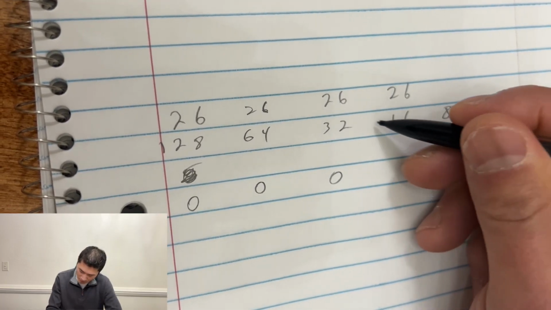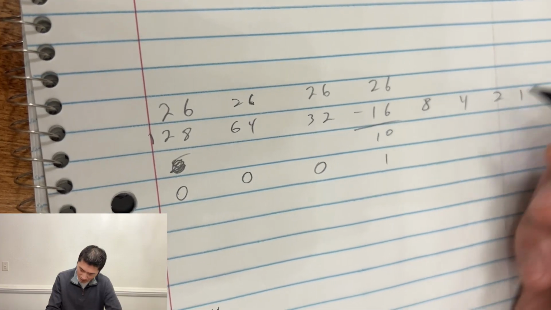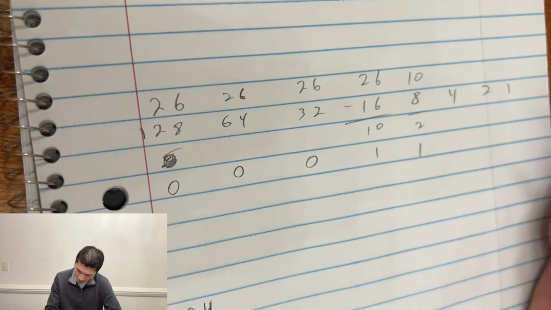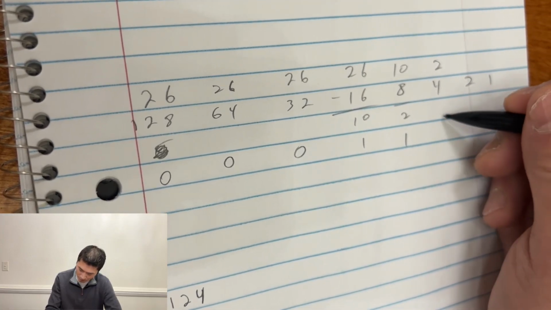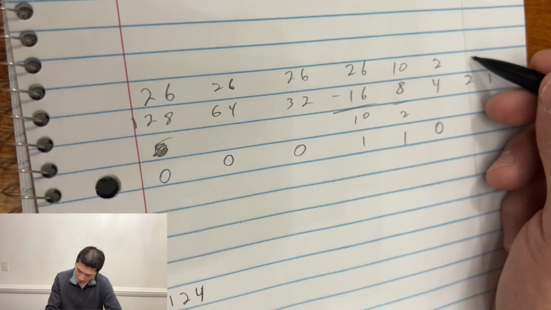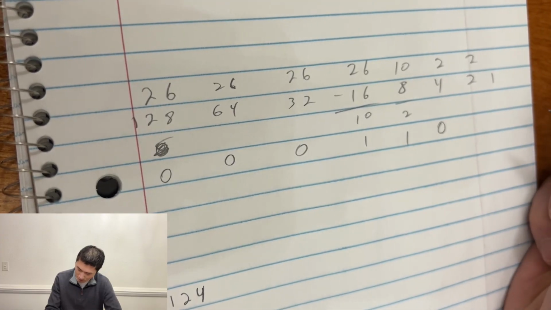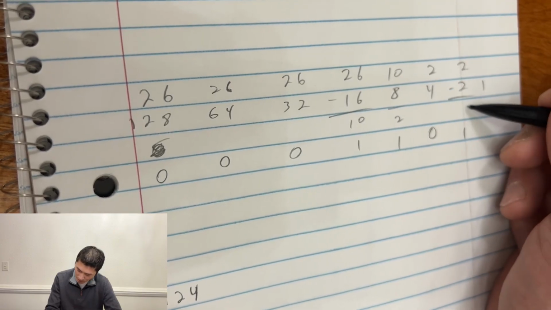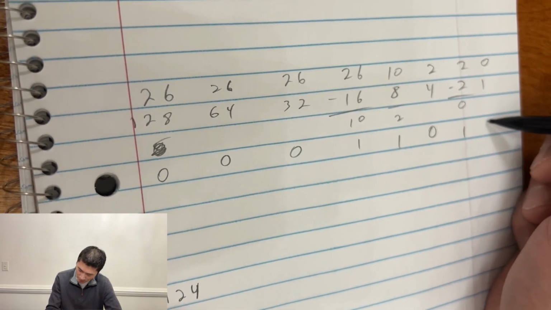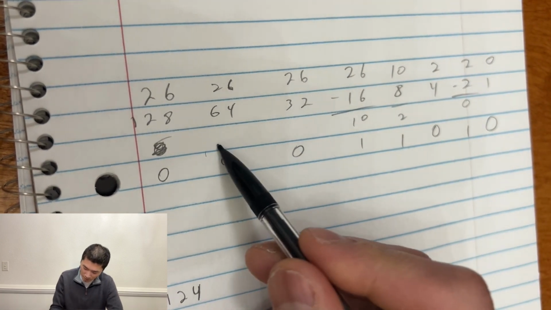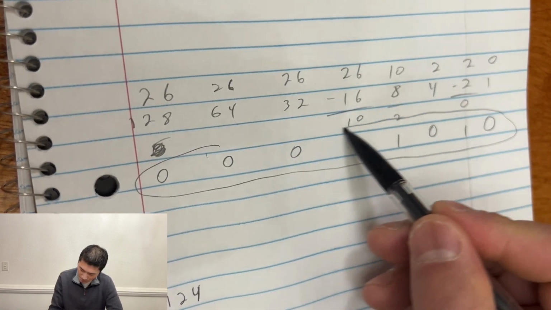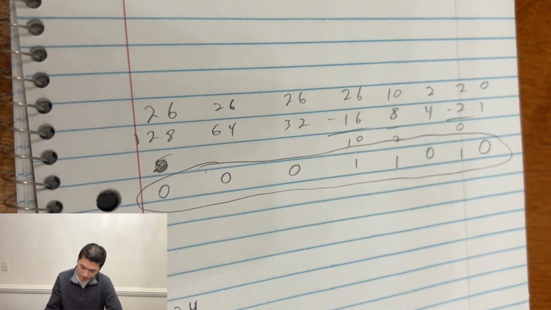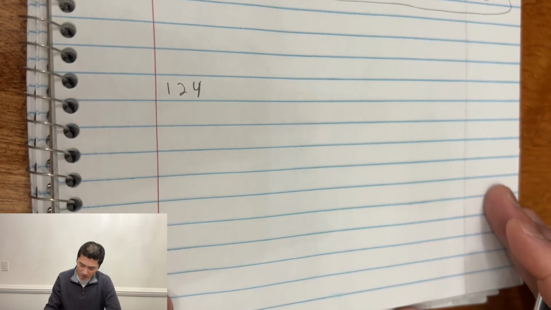26 is greater than 16, and 26 minus 16 is 10, so that gets a 1. 10 minus 8 is 2, that gets a 1. 2 is less than 4, so that gets a 0. And 2 is equal to 2, so that gets a 1. And 2 minus 2 is 0, so that's a 0. So 26 in binary would be this.